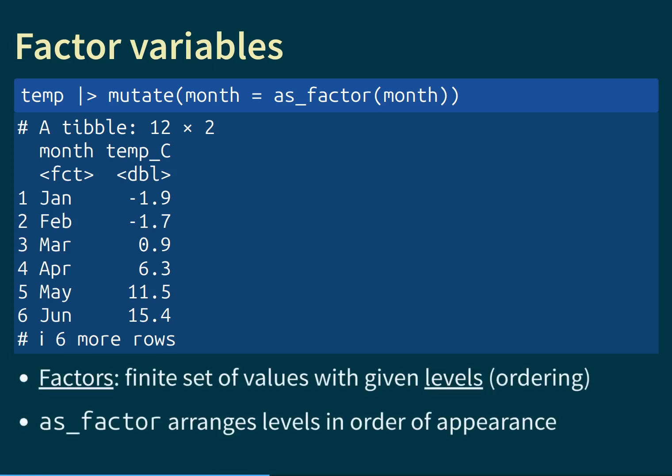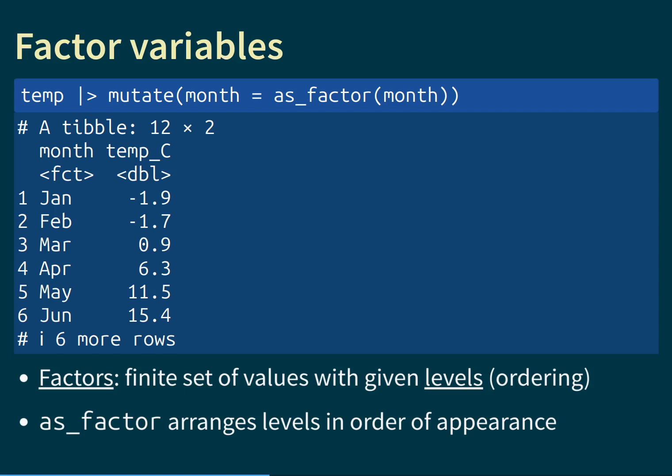Well, factors are variables which have a particular finite set of possible values, for example, the 12 different months. But there is an ordering defined on them, and the ordering is often referred to as the levels of a factor. So the first level of a factor is the first in the ordering, for example, January in our case. The second level would be February, and so on until the 12th level, that is December.